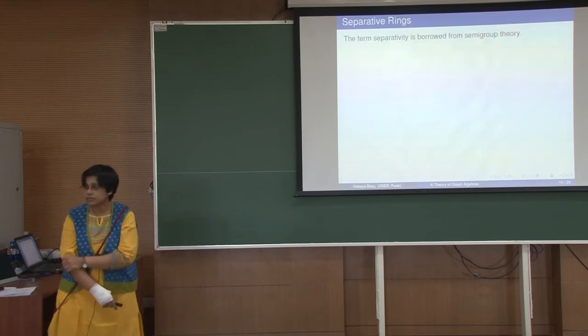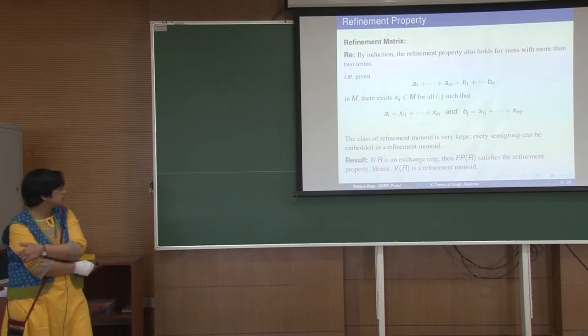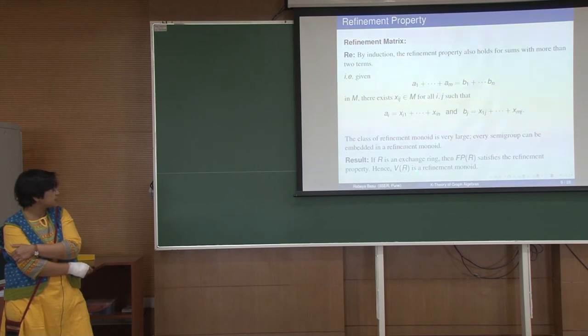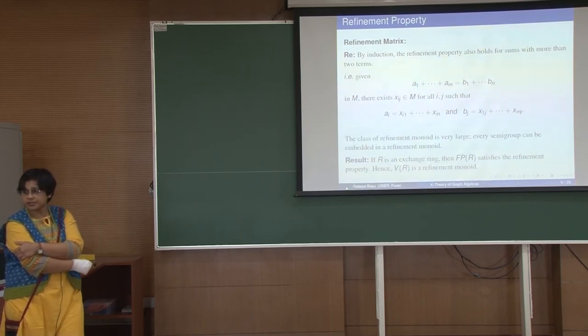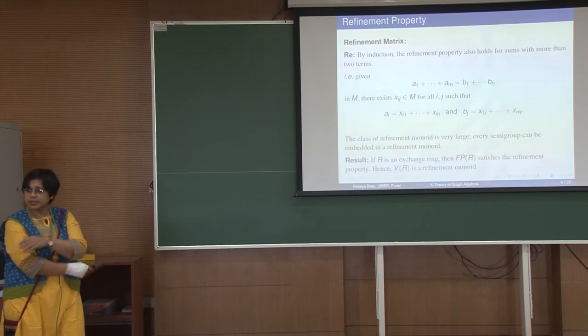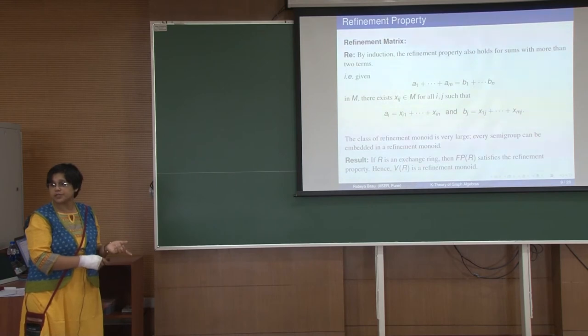So this refinement monoid, is it in this general sense or earlier? This general sense? Yes, this is a more general definition of refinement. If it is an exchange ring, then it satisfies the refinement property, as you have defined in this slide. Yes, this way you can give the more general definition for n plus. Is this a refinement monoid? So you have it for 2 by 2. Just for 2 by 2, then we say it is refinement, and if you get it for 2 by 2, then by induction, of course, you will get it for n by m.